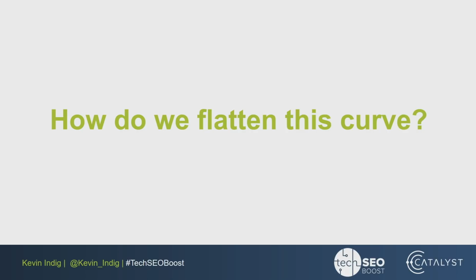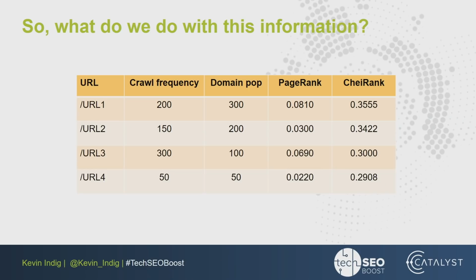So what did I learn by this in the end, and how do we apply that? So in the end, what you do with Tipper is you accumulate a lot of data, whether in BigQuery or a spreadsheet or whatever you have. You pull the crawl frequency, meaning how often Google crawls your site. You pull PageRank, CheiRank, and you pull backlinks. And you can use several types of values. Again, in this case, I used the domain pop.